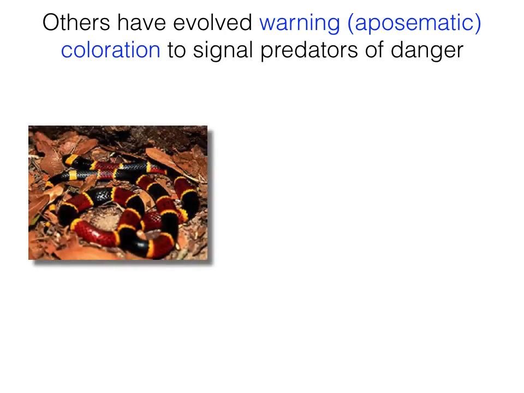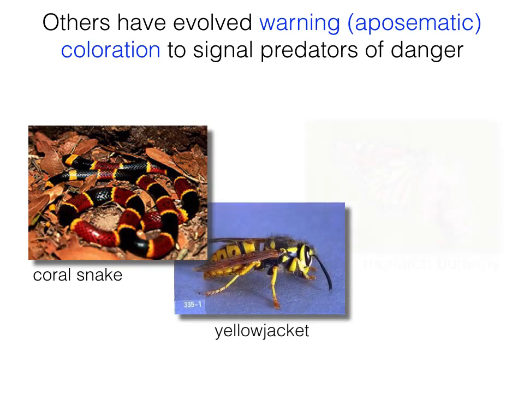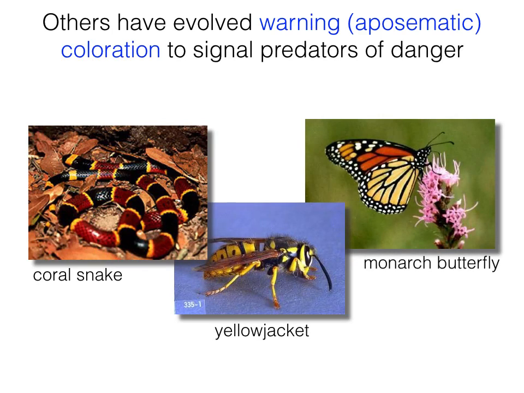Other species have evolved coloration patterns as well, but in this case it's not to blend into the background, but to stand out as a warning. So warning coloration can also be a very effective means of avoiding predation or reducing it. This warning, sometimes called aposematic coloration, signals predators of danger.